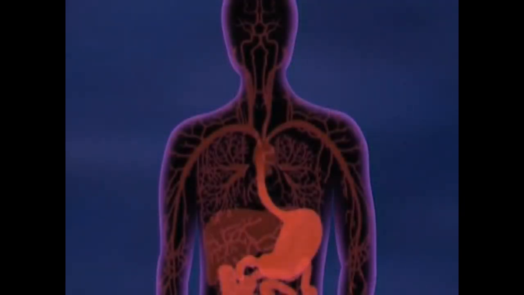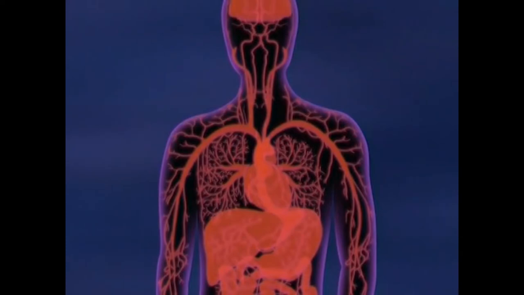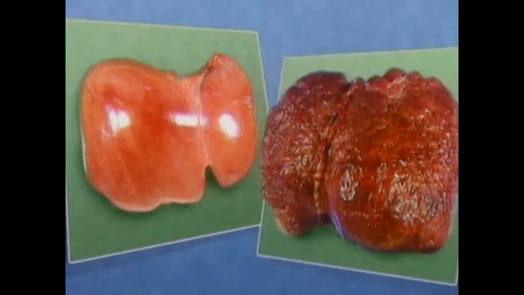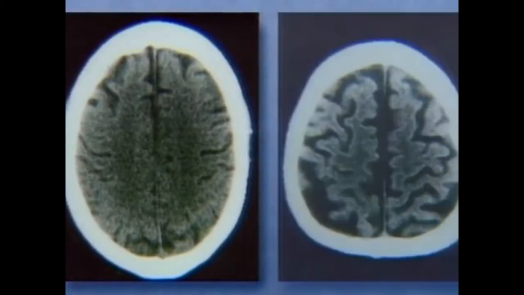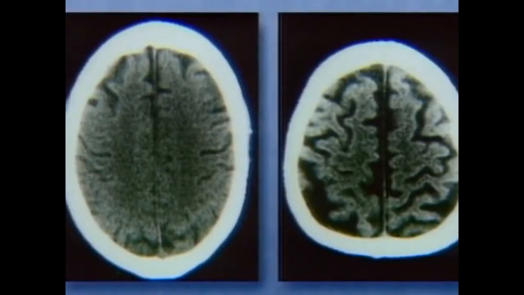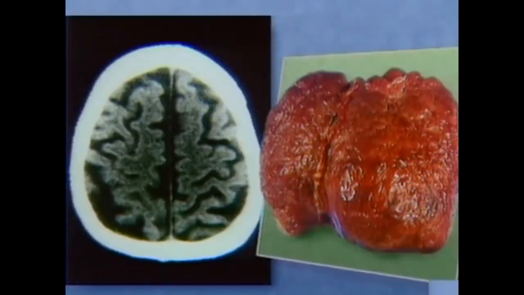Excess drinking has a detrimental effect on the body, particularly the liver and brain. This shows a normal, healthy liver, and this, the liver of a heavy drinker. This shows a digital X-ray of a healthy brain, and this is the brain of a habitual hard drinker. The brain shrinkage usually found in heavy drinkers can clearly be seen. This kind of damage will happen to the brain and liver of everyone who drinks to excess.